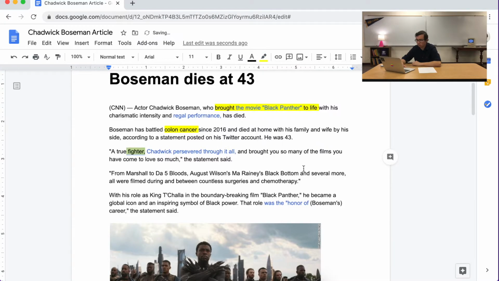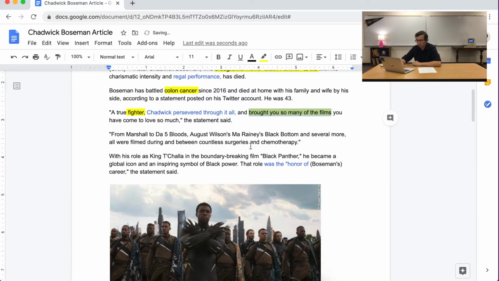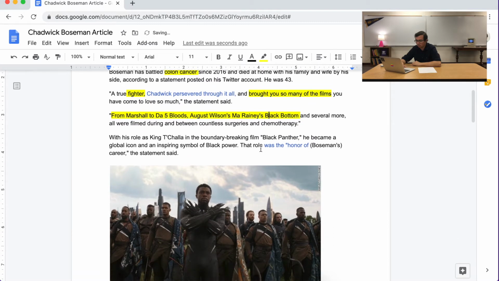Chadwick persevered through it all and brought you so many of the films you have come to love so much, the statement said. He brought us films. Okay, I like movies. From Marshall to Da 5 Bloods, August Wilson's Ma Rainey's Black Bottom, and several more, all were filmed during and between countless surgeries and chemotherapy. So these right here look like names of movies. I don't know any of these movies, but it seems like something I might want to look at later.